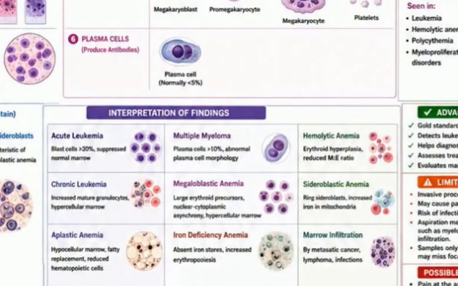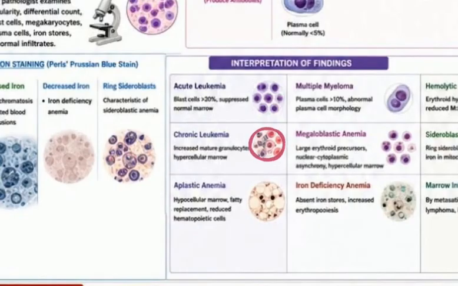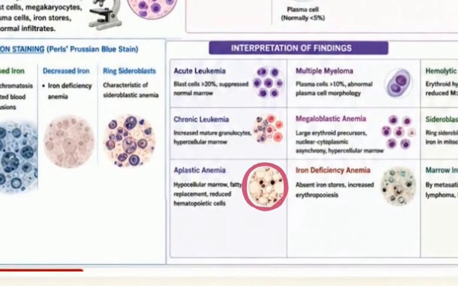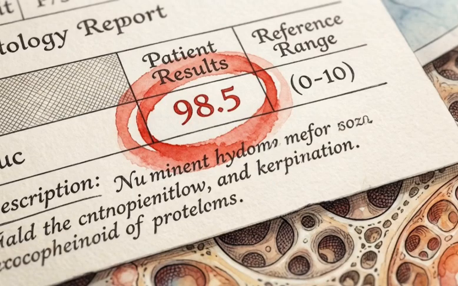Chronic leukemia differs visually. It presents as an overcrowded hypercellular marrow, driven by an excess of mature granulocytes. Aplastic anemia represents the opposite extreme, a hypocellular marrow replaced entirely by fat vacuoles. Malignancy is identified by mathematically quantifiable violations of normal lineage thresholds.